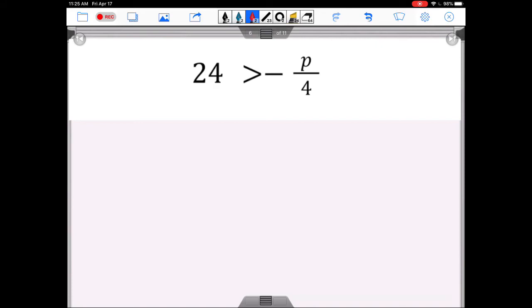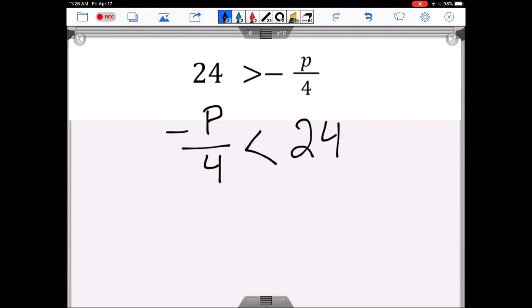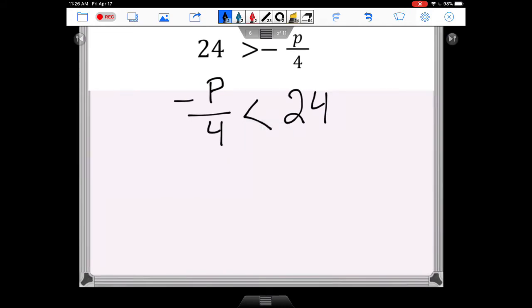So like this, in our next example, this says 24 is greater than -p/4. I know that can kind of confuse a lot of people, so feel free to flip the entire thing. We could put -p/4 is less than 24. But then we'll begin to solve this. That negative sign probably serves us best to keep it with our number. Draw our line. We're going to multiply each side by -4.